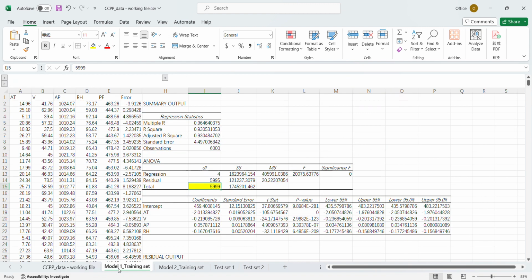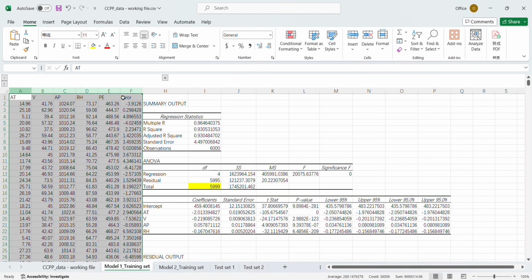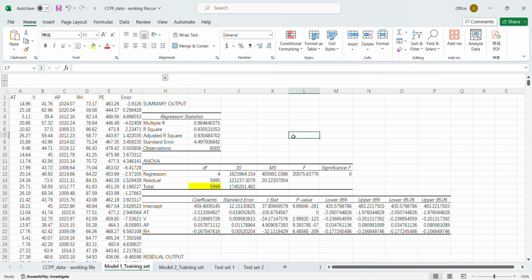So in my Model 1, I use all the four inputs to run my linear regression. And as you can see here, the multiple R square is actually 0.93, which means the model can highly explain the whole outcome.